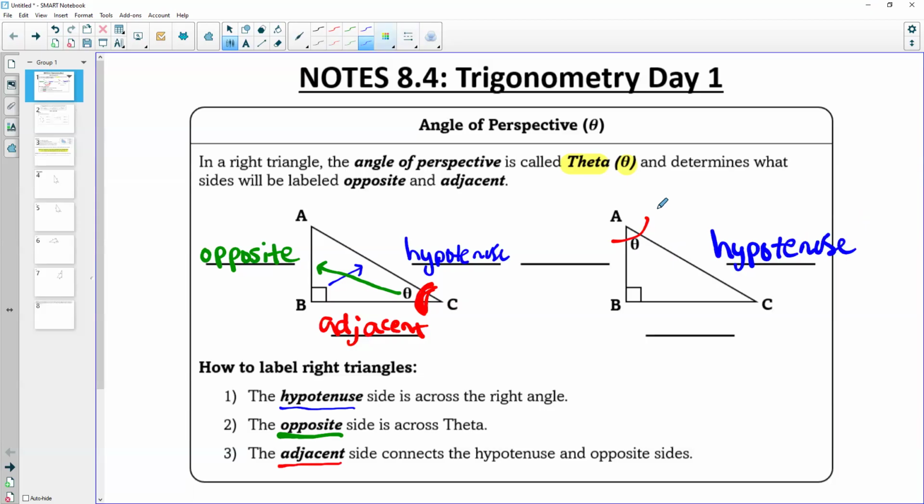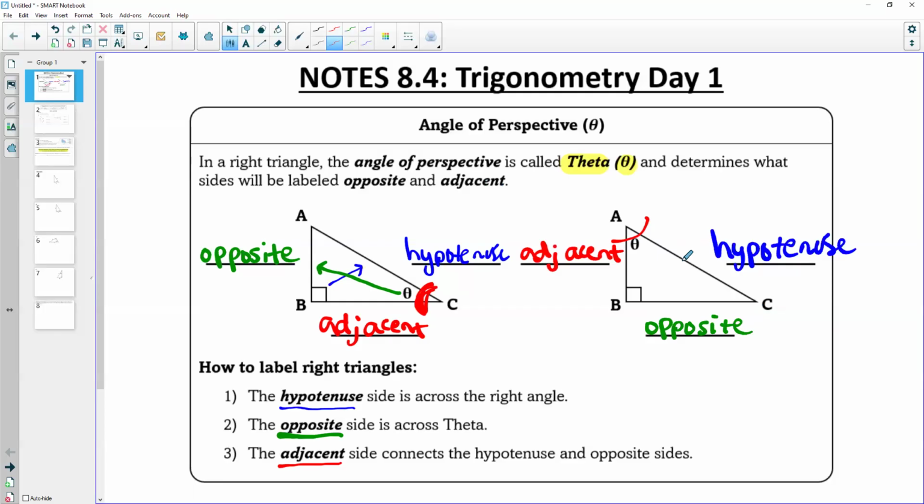And then if we take a look here at the opposite side, remember the opposite side is across theta, right? So if I look at theta, the side that is across from it would be this bottom side right here. This would represent the opposite side to theta. And then lastly, that leaves us with the adjacent side. The adjacent side would be the last remaining side that is next to theta or attached to theta.